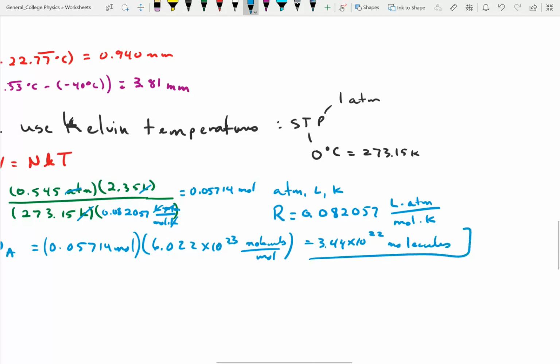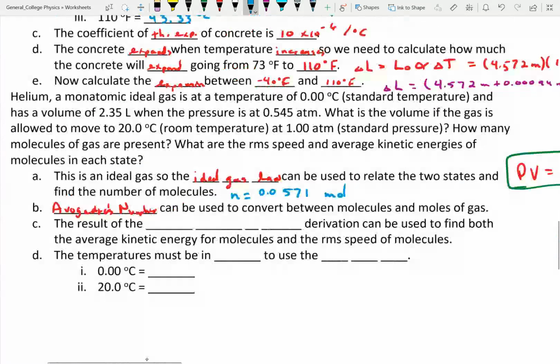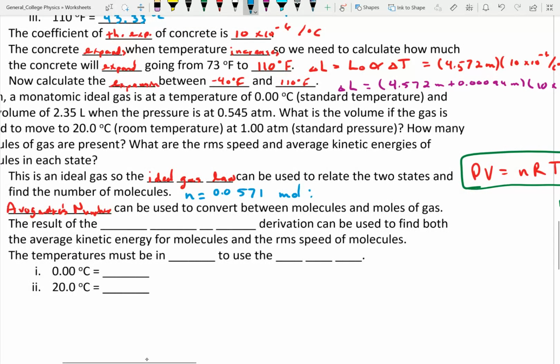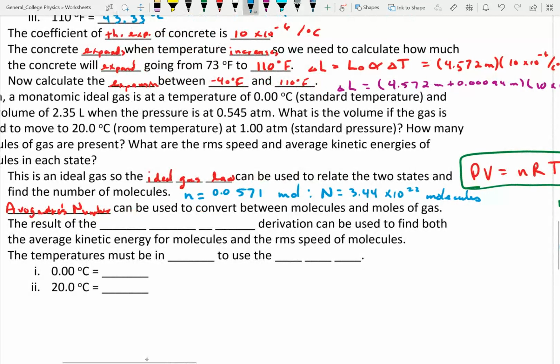And the size of this number illustrates why we don't like to use molecules, why we use moles so much. That's a really big number of molecules, whereas the number of moles is small, but is an easy one to write. Okay, so there I used Avogadro's number to convert between molecules and moles.